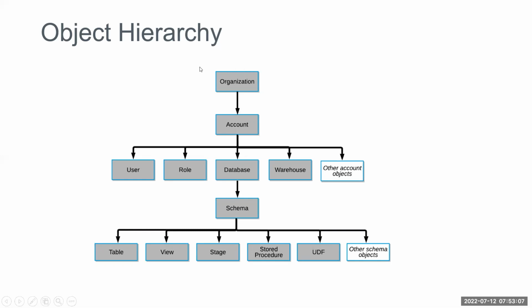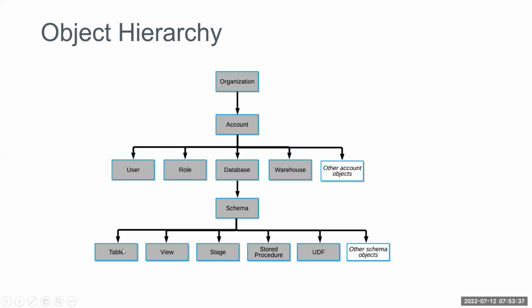That means an admin will be there for organization related things, and an admin will be there for account related things. And there will be an admin who can create these users, roles, databases, warehouses. Under the databases, schemas will be present. But under roles and users there will be nothing. Under warehouse there will be nothing. But under the database there will be multiple schemas, and under schemas there can be multiple things.